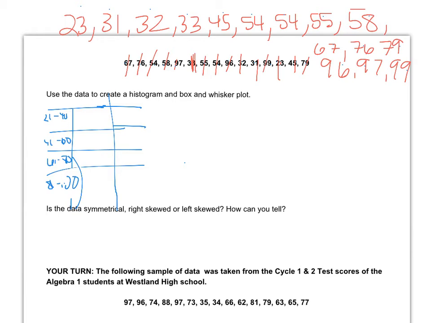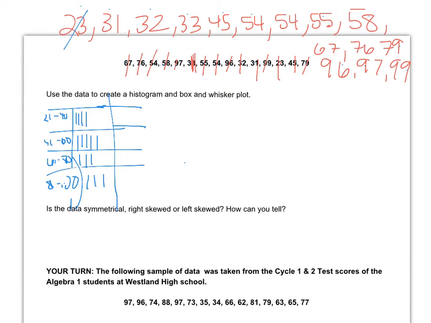So for 21, the number 23, we have 1. Number 31, we have 1. 32 is still between 21 and 40. 33, 45 is not, so 45 jumps down here. 54, 54, 55, 58, 67, 76, 79, and 96, 97, 99. So we have 4, and 5 is 9, 10, 11, 12, 13, 14, 15.